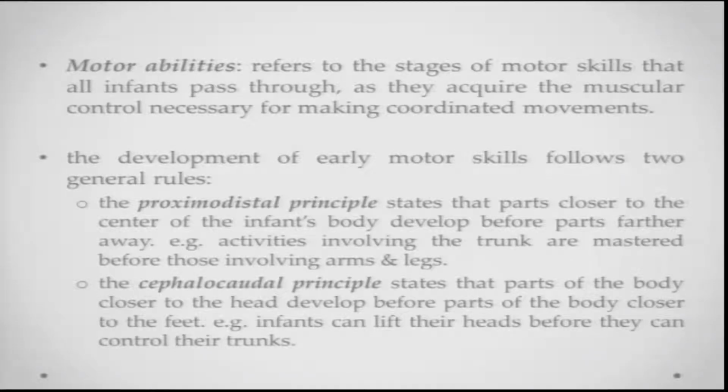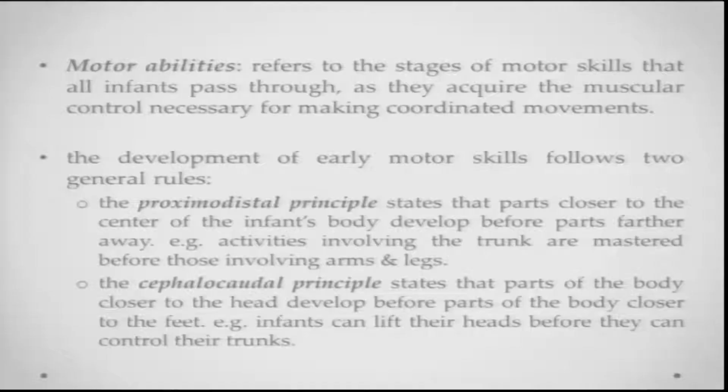Now let us talk about a different kind of ability. Let us talk about motor abilities. Motor abilities basically refer to the stages in which children acquire motor skills, and these are sequential stages which all infants pass through as they acquire the muscular control necessary for making coordinated movement. So they need to develop that muscular control in order to start moving their hands, their neck, their lower limbs, their torso for that matter.